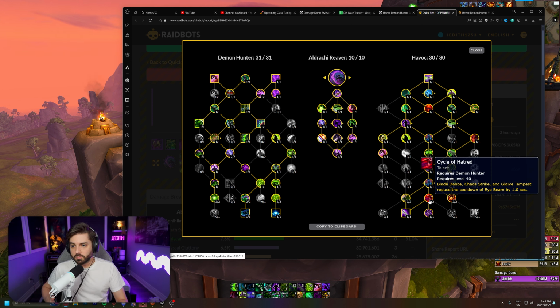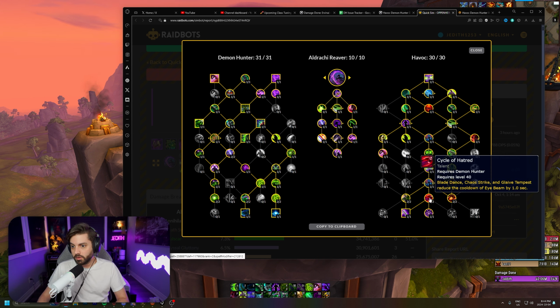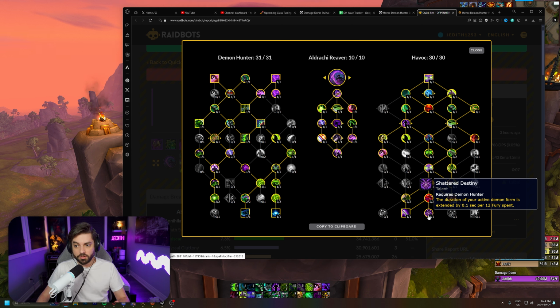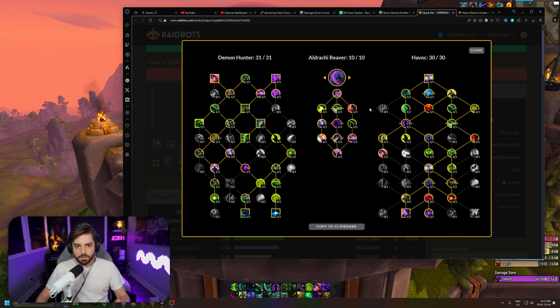We also have things like Cycle of Hatred, where pressing Blade Dance, Chaos Strike, and Glaive Tempest reduces the cooldown of Eye Beam. So when we have forced downtime, we're just not pressing those abilities and we're not reducing the cooldown on our Eye Beam. The less we're using our Eye Beam, the less that we're in Demonic, which means we have Annihilation and Death Sweep less often. Also have Shattered Destiny, where the duration of your active demon form is extended by 0.1 seconds every 12 Fury spent. So if there's forced downtime, you're not spending Fury, you're not extending your demon form. Also, if you're not hitting the boss, you're not proccing Wounded Quarry, which is giving you another chance to spawn more soul fragments. There's a lot of things in this build that are super, super reliant on uptime.